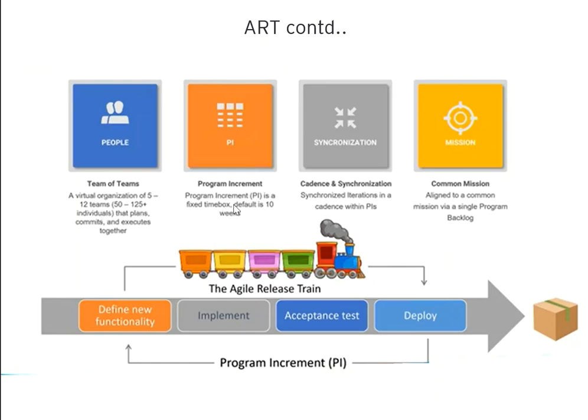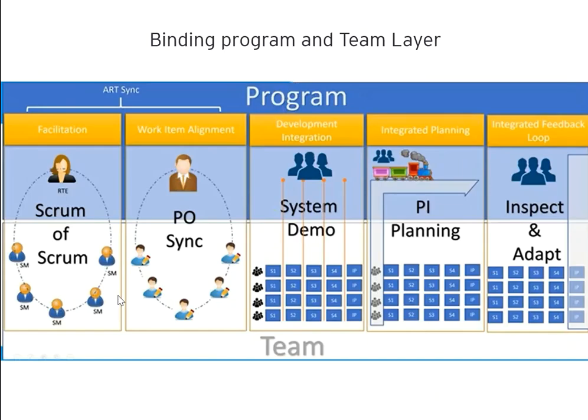There will be a program increment, a fixed time box of about 10 weeks. Then cadence and synchronization: they make sure that the iterations are in cadence with the PIs. Then they have a common mission. As I have said, agile release train: new functionality, implement, acceptance test, deploy, then the next PI starts.